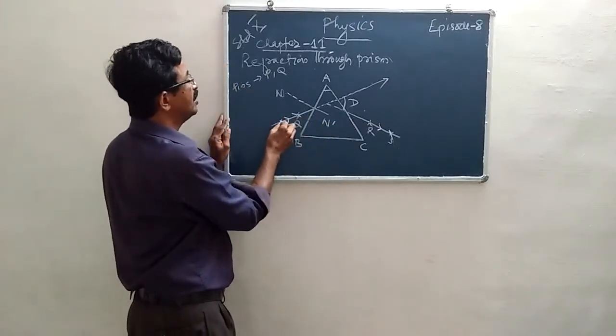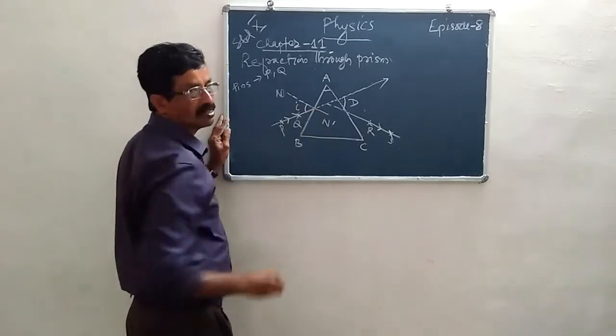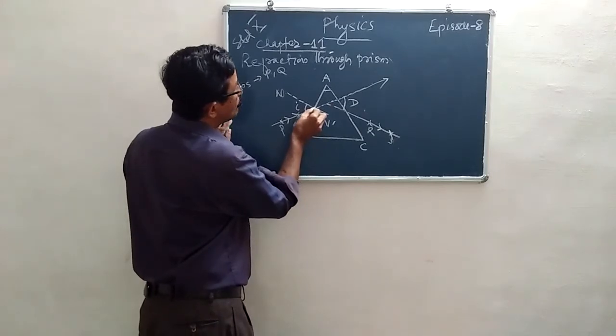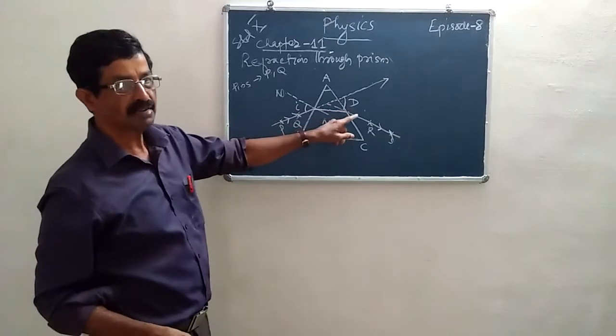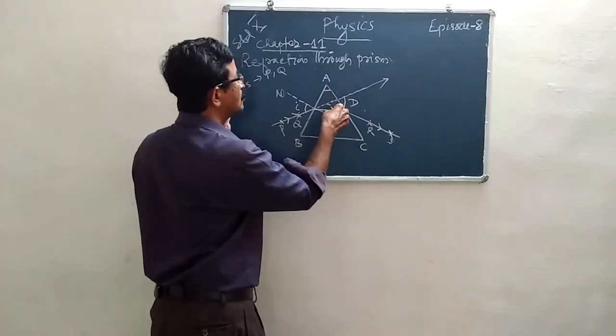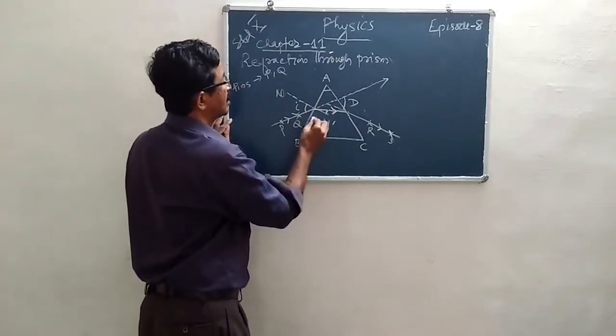The angle between this incident ray and this normal is the angle of incidence, I. And here, when we join this, you get the refracted ray. This is the refracted ray. Now this refracted ray goes this way. See, here is the angle of refraction.